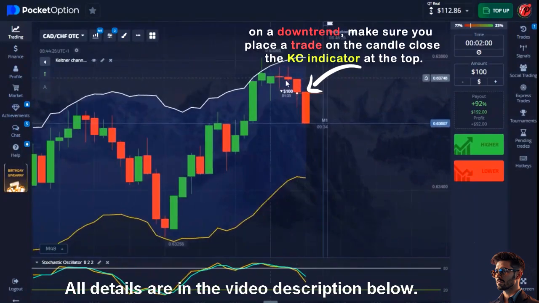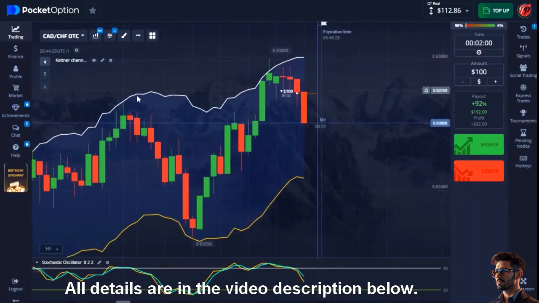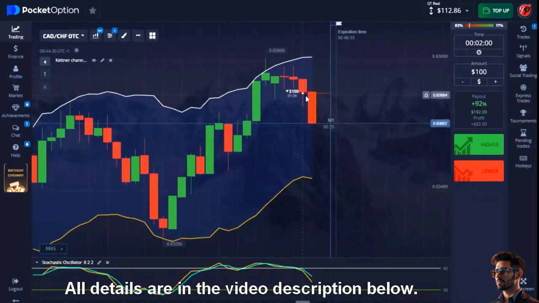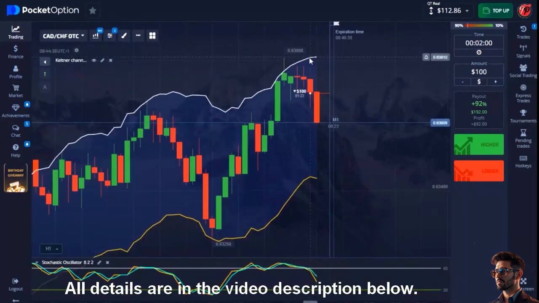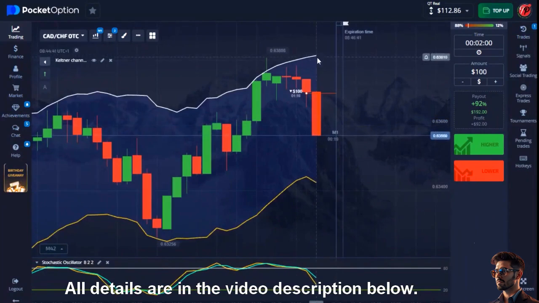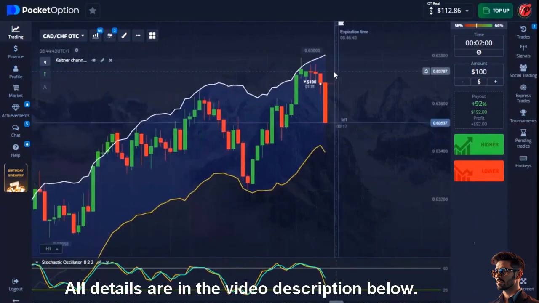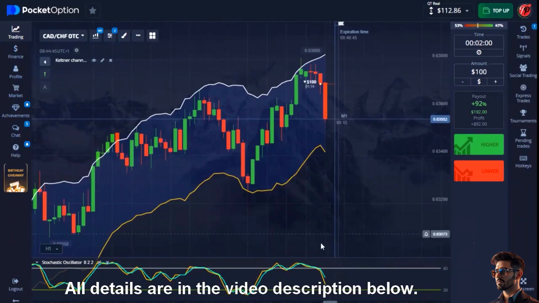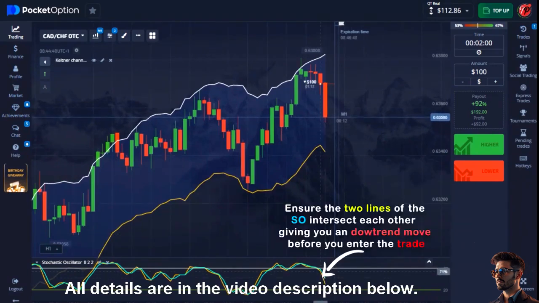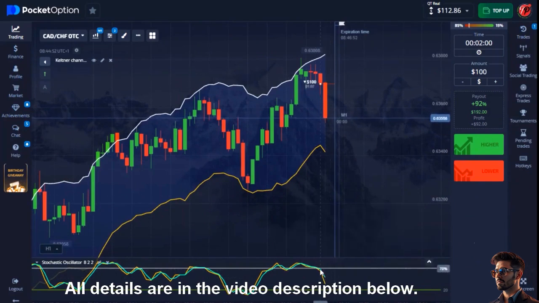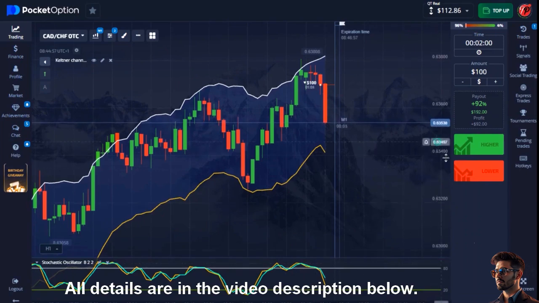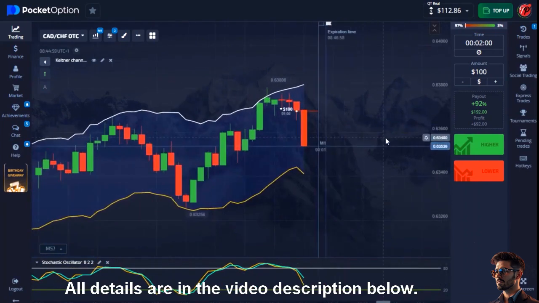Another thing, the reason why I did not enter my trade on these two candlesticks is that the upper line of the Keltner channel had not really confirmed the downtrend yet. It only gave me the confirmation on this candle I placed my trade on. As you can see right here, the upper line of the channel is actually trying to reverse back down. Another important thing is that my stochastic oscillator just confirmed the trend on this particular candlestick. As you can see, this is where the intersection happened, and both lines confirmed the downtrend. So that's the reason why I placed the trade.